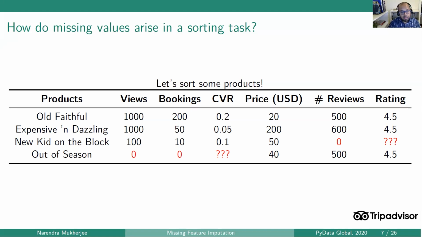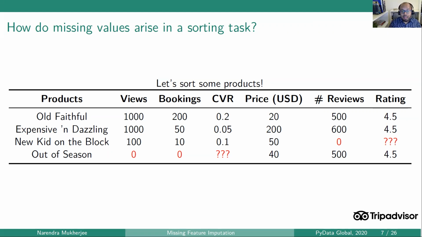But now we could have a new product on the platform which has been there, say, maybe for the last couple of weeks. It has had a few views, it has had a few bookings, but it doesn't yet have any reviews and ratings on the platform. And so if we had to sort this product in a list of products, we would have missing values arising because this product has not been around on the platform for a while.